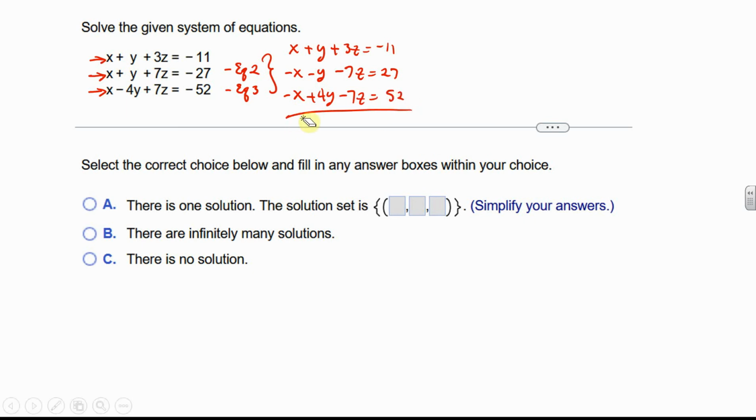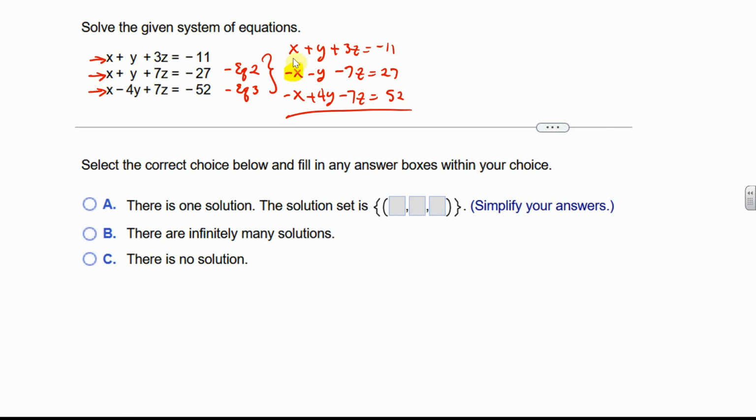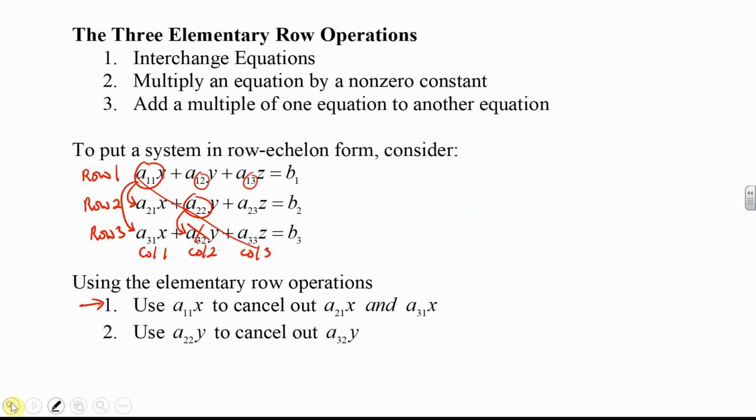Okay. So now I'm going to add that first equation to the second equation. That's going to cancel out that negative x right here. I want to cancel this guy out, and I want to cancel that guy out. So what am I doing? Let me go back. I'm following this. I'm using A11 to cancel out what's below it. So I'm doing that step there. Okay, that's what I'm doing.